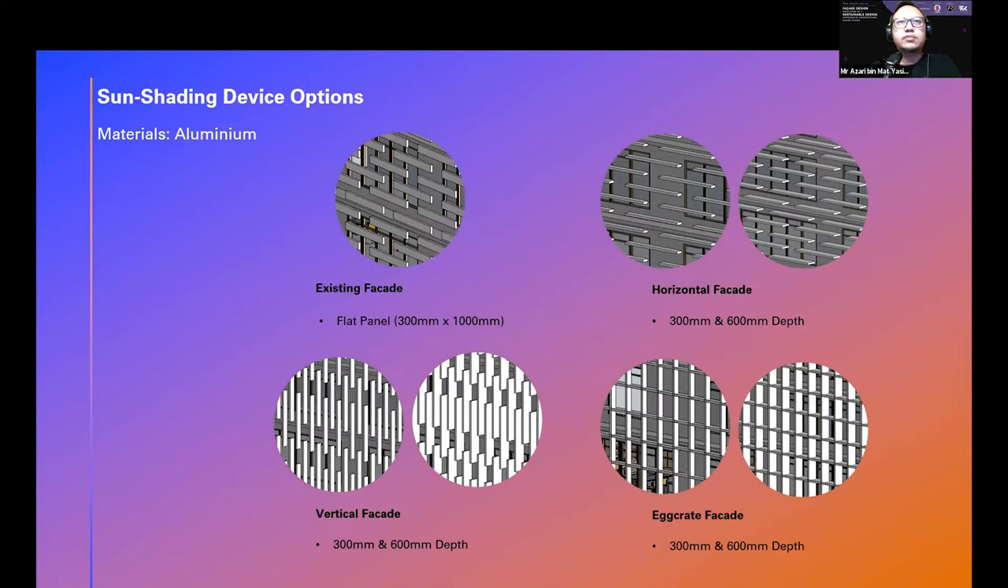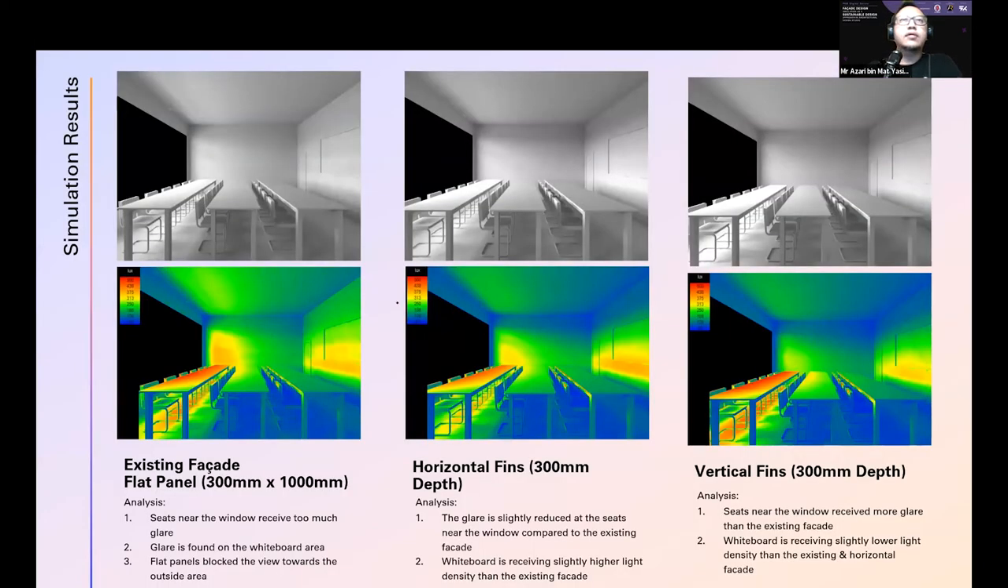So this is the existing facade. She has several new elements: horizontal facade, vertical facade, and also egg crate facades. Each of them has different depth. She has introduced 300 mm and 600 mm depth for each of those. She wants to see whether this is better or not. This is the simulation result of the existing facade, and this one is the horizontal fin and also vertical fin.